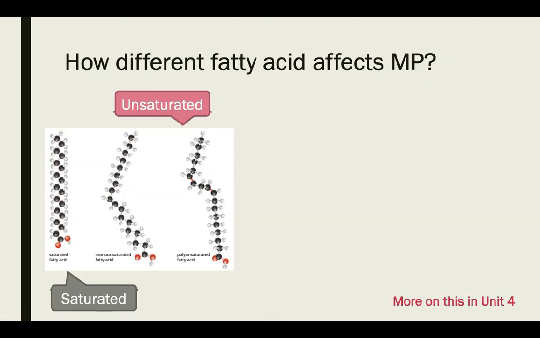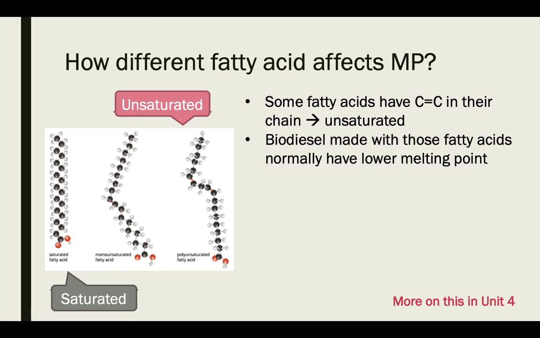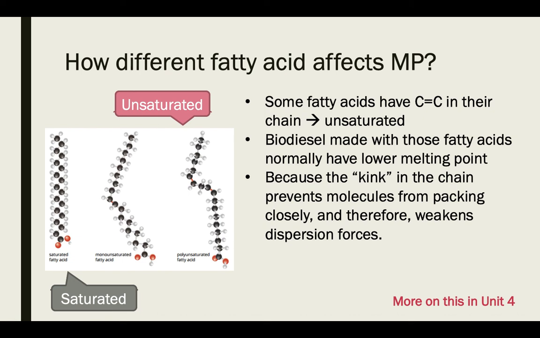Okay. So will the fatty acid chains actually affect the biodiesel made? It actually will, in terms of melting point. So some fatty acids have a carbon-carbon double bond in their chain, and therefore they're called unsaturated fatty acid chains. So biodiesel made with those fatty acids normally has a lower melting point, which means they can stay as liquid for a larger range of temperatures. And that is basically because of the kink that's caused by the carbon-carbon double bond.